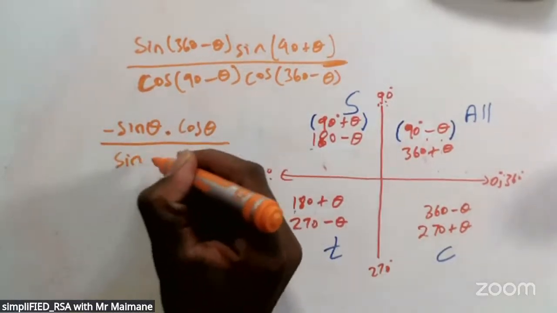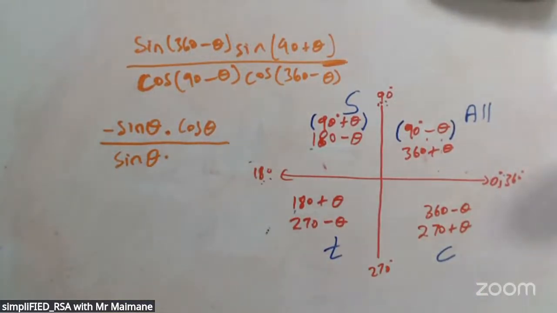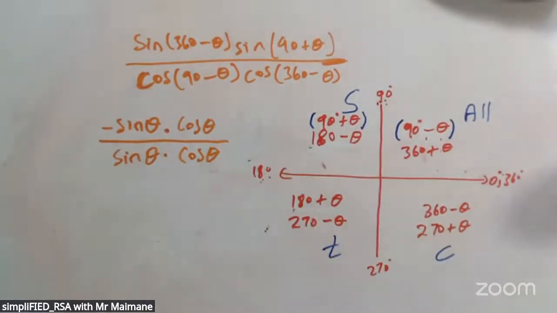So that small little sign can affect your marks. And cos of 360 degrees minus theta, that's quadrant 4, but it would be positive. Plus, and then what would be your final answer? Negative 1.